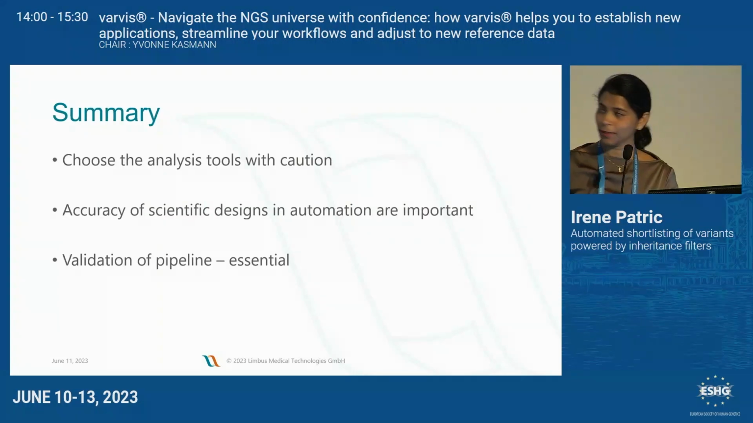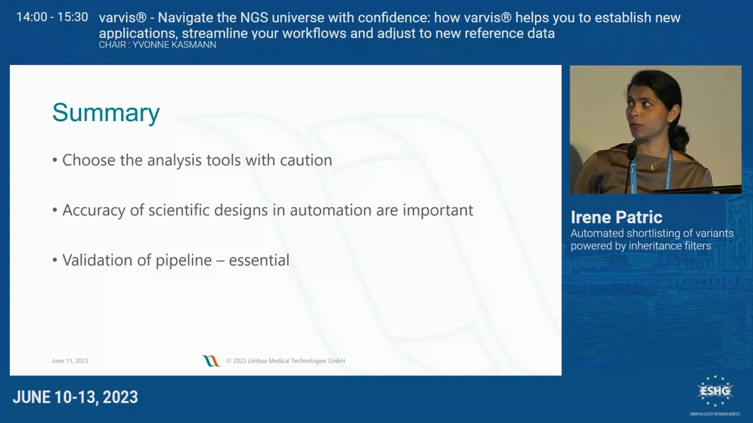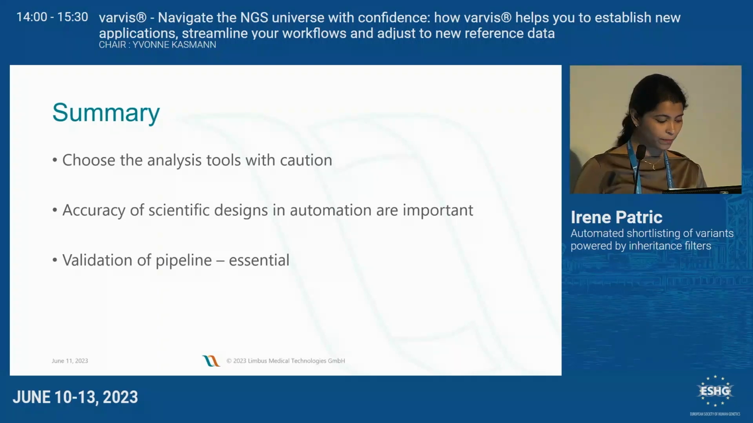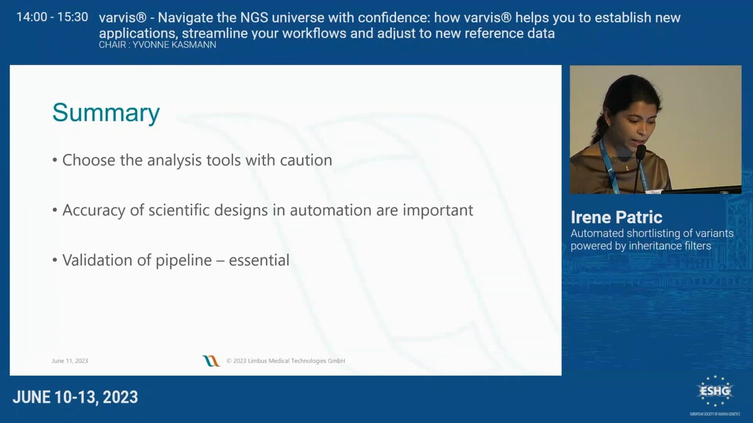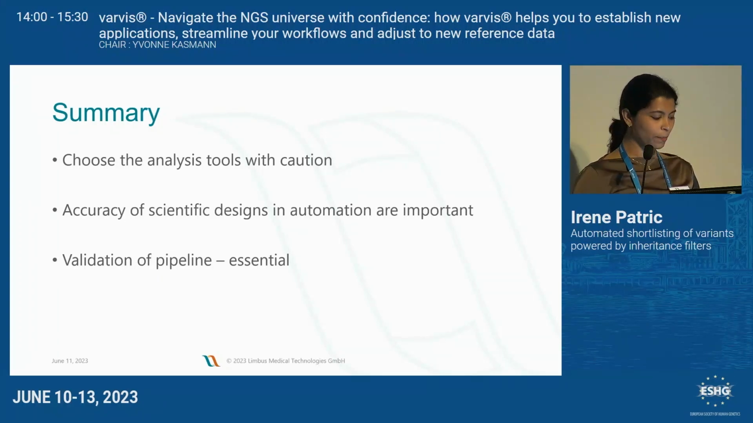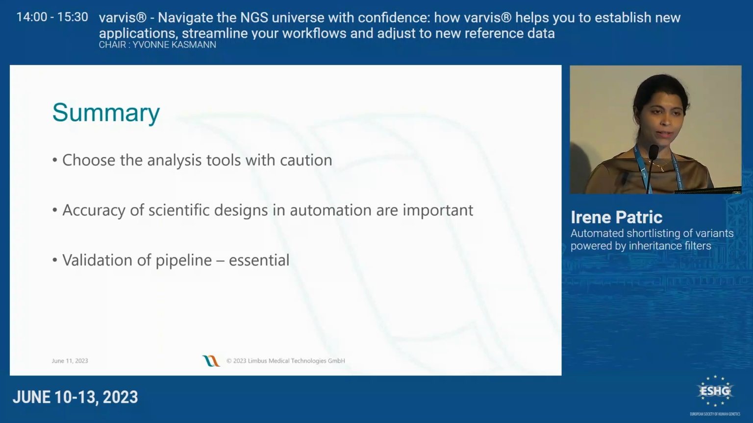So in summary, I'd like to say, choose the analysis tool with caution, because scientific design and automation are very important, and validation testing of the pipeline is essential. It's crucial. And with Varvis, we help the users with validation of the entire pipeline. We are able to give feedback. We help with testing. So this is very important.